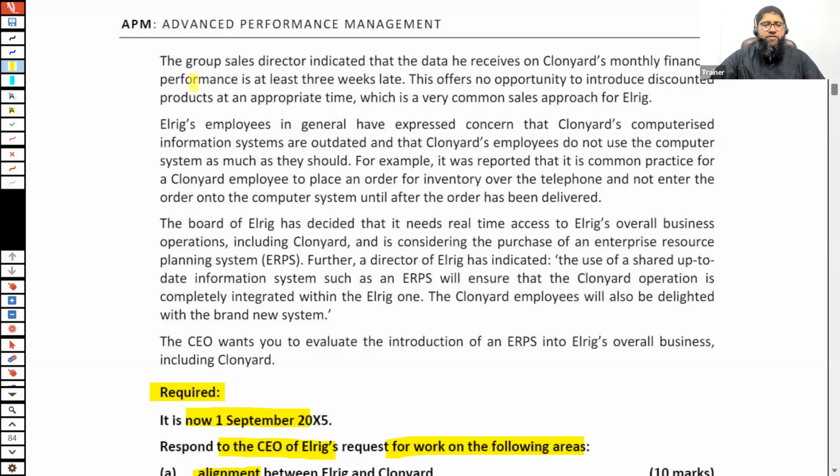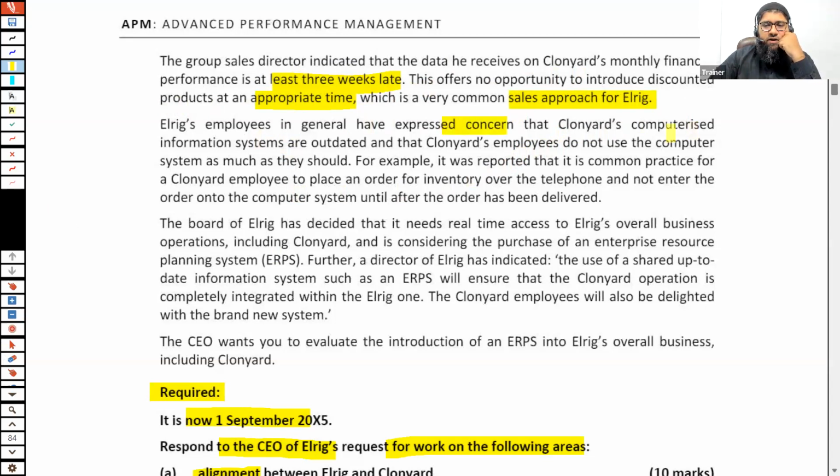Okay, let's just start off. Now it says the group sales director indicated that the data he receives on Clone Yard's monthly financial is at least 3 weeks late. Now, what actually happens is that this offers no opportunity to introduce discounted products in appropriate time. So he's got an issue that he's not able to introduce the discounted products at appropriate time, which is a very common sales approach for Elric. Discounted product actually means that you think that this product is not performing well at this price. So you could just immediately adjust the selling price and see if it could sell well at another price.